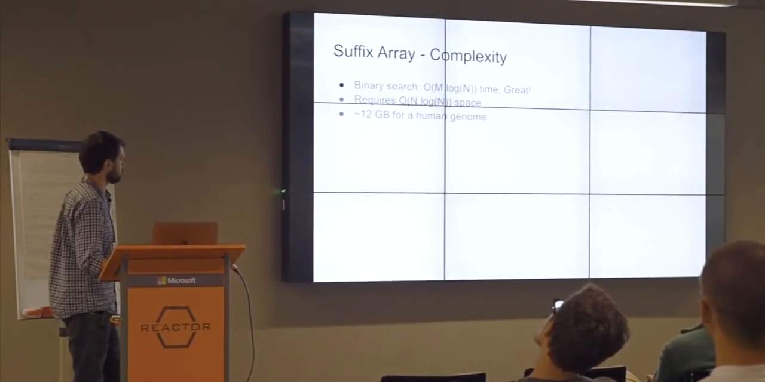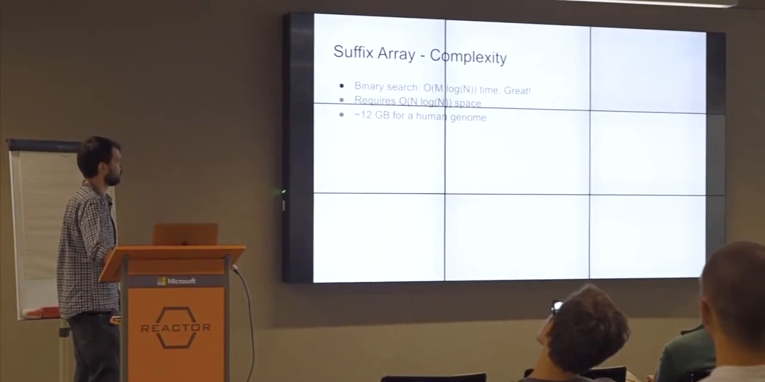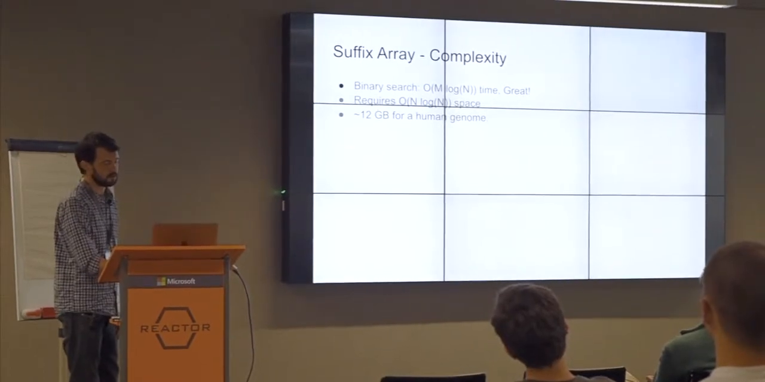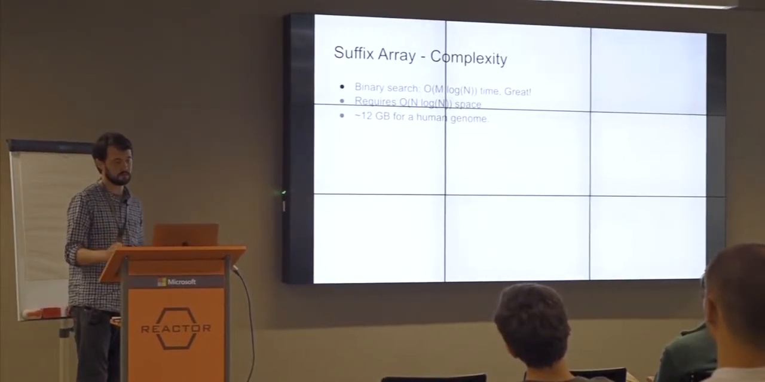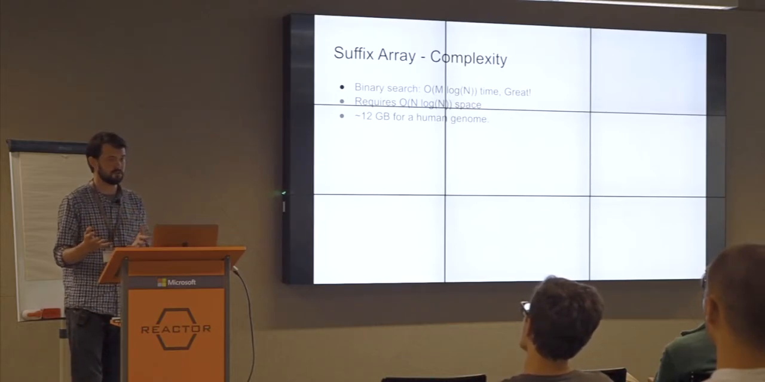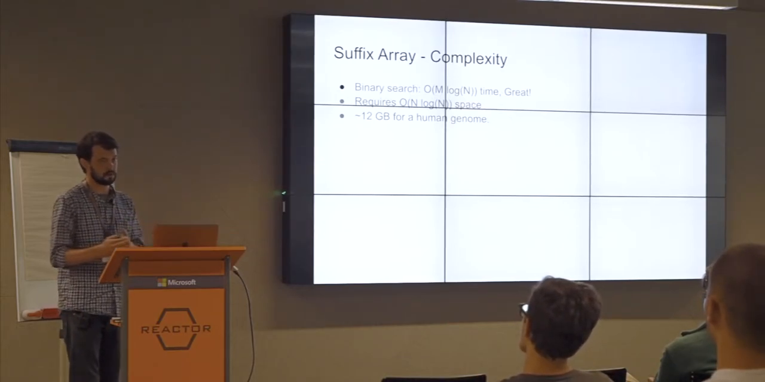And that's really good because it's a binary search. It requires m log n time. But unfortunately, it requires a lot of space. So if we're dealing with the human genome, we'd need 12 gigabytes because we're going to be using 32-bit integers to store each of those positions.